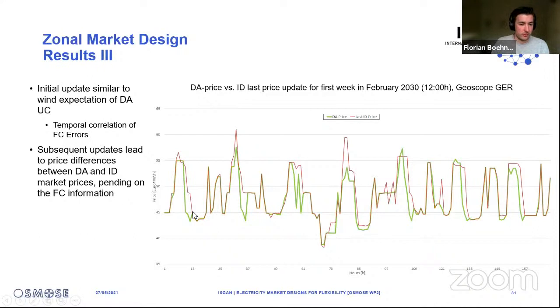All right, so yeah, we see price differences between day ahead and intraday prices. And now the last question I want to answer with the preliminary results is what unit groups are responsible for the load changes that are applied and are reflected in the price changes. And therefore I have a slide, the next one, basically.